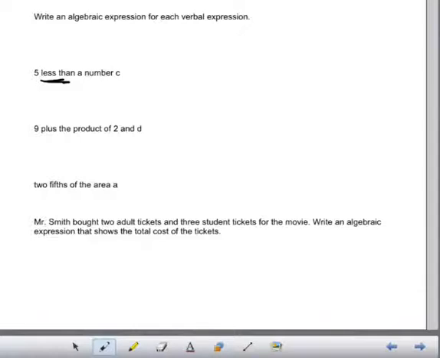5 less than a number C. Okay, so 5 less than a number C. Again, I got that less than. So as soon as you see that, okay, wait a minute, this is going to be something a little different. That's going to be what? C, because I know that less than is going to switch the order around, minus 5. 5 less than a number C.